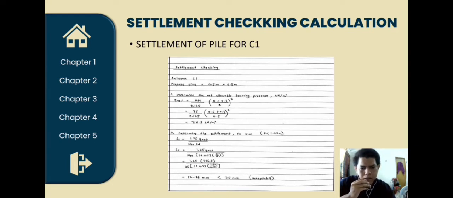The second step is to determine the settlement in millimeters, which needs to be below 25 mm. The formula for the settlement is 1.25 q net over N60 Fd, and we put the values in the formula. For the example we get 12.86 mm, which is below 25 mm and acceptable for this project.